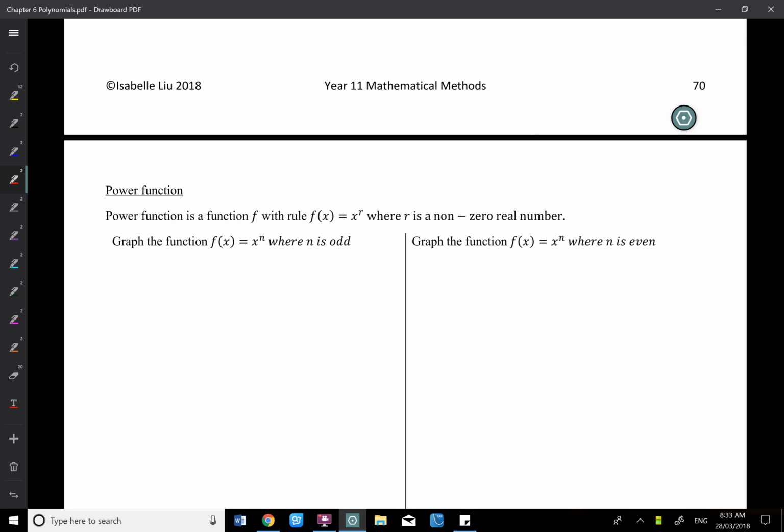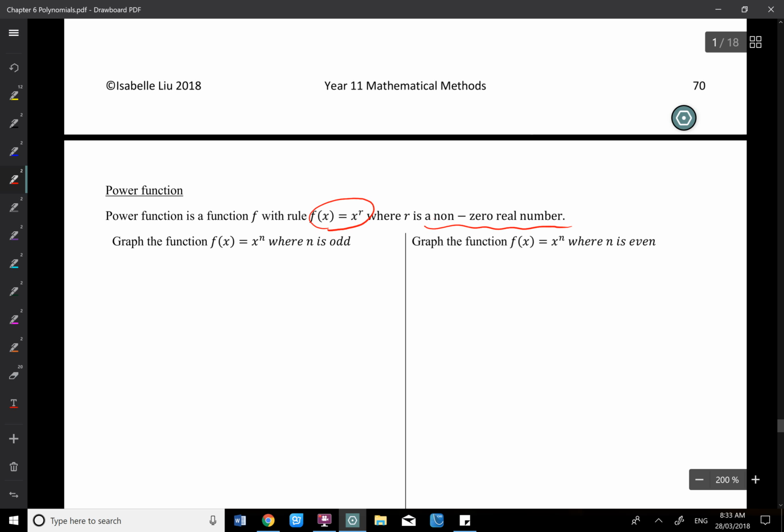The next thing we talk about is power functions. So what are power functions? A power function is f(x) = x to the power of r, where r is a non-zero real number. Okay, it's a non-zero real number. That's called a power function.